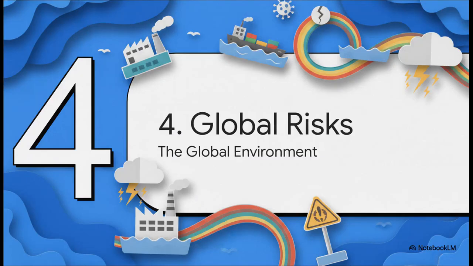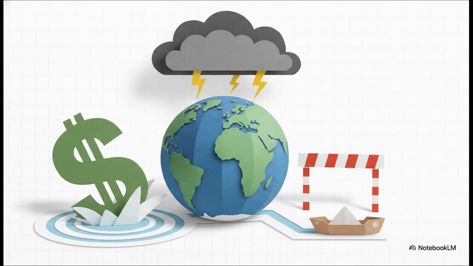All right, we've made it to the final stage, level 4, global risks. Whenever you step into the global arena, you suddenly have to dodge a whole new set of hazards. You're now dealing with severe macroeconomic risks. Take exchange rate fluctuations, for example. If the US dollar gets significantly stronger, well, suddenly your exports become way too expensive for foreign buyers, and your demand? It can literally plummet overnight.